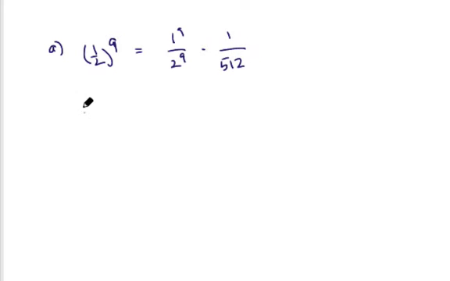512. We can also do the same thing for 12 tails in a row, so it'll be 1 over 2 to the power of 12. So we get 1 over 4096.